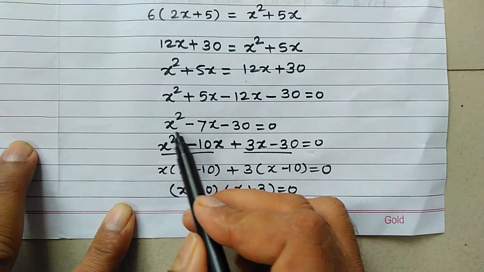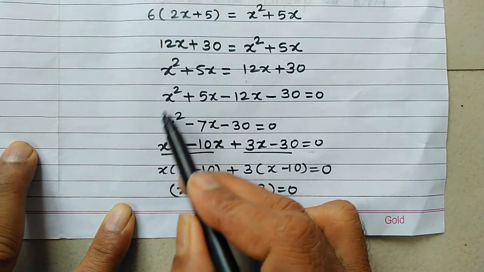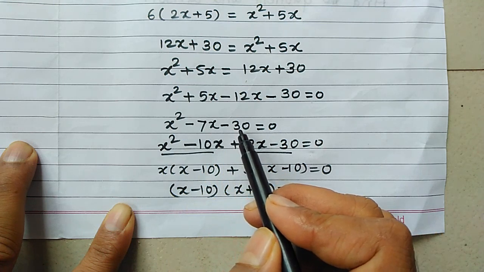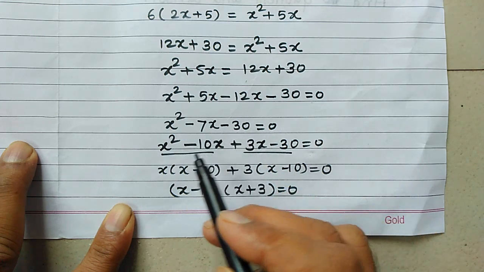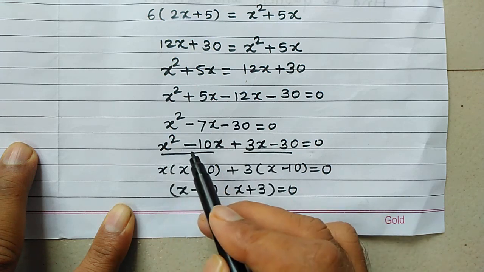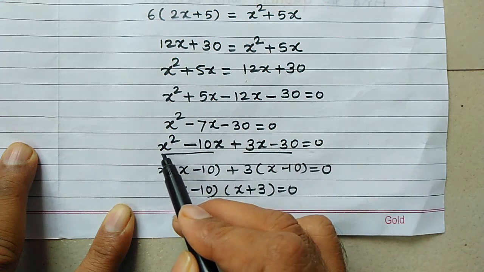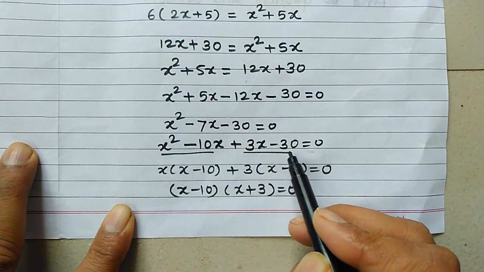Now this is a quadratic equation. Now solve this. The product of A and C is minus 30. Factorize minus 30: minus 10 and plus 3 are the factors. X square minus 10x plus 3x minus 30 is equal to 0. Take common from the first two and the last two.